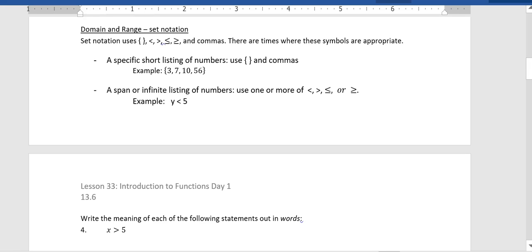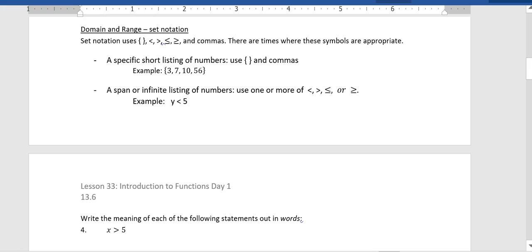First situation, which is the first bullet there: a specific short listing of numbers. If you just have a specific listing of numbers, we use the squiggly brackets and commas. So for example, this squiggly bracket on the left, 3, 7, 10, 56. What that means is that there's a situation that a person is looking at, and those are the only possible answers: 3, 7, 10, and 56. It's a particular listing. It's a set listing. So if I were to ask each of you, what type of vehicle did you drive in today, and we listed those types of vehicles, we would separate each one of those with a comma, and we would write it with the squiggly brackets around it.